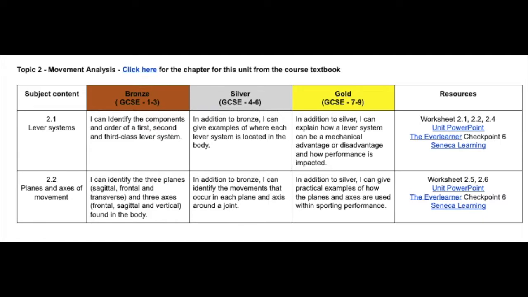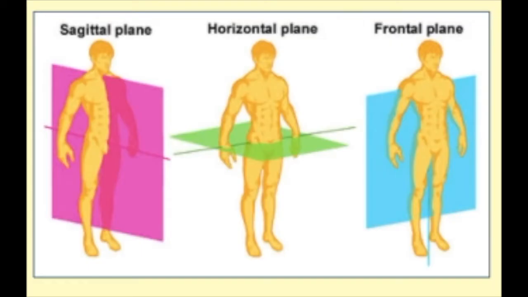For the silver, what we need to look at for the slightly higher one is, when we're looking at the planes and axes of movement, we need to know particularly which movements, so flexion, extension, abduction, adduction, which plane and axis they work around. And then we need to be able to give sporting examples that will be expected maybe in the exam.